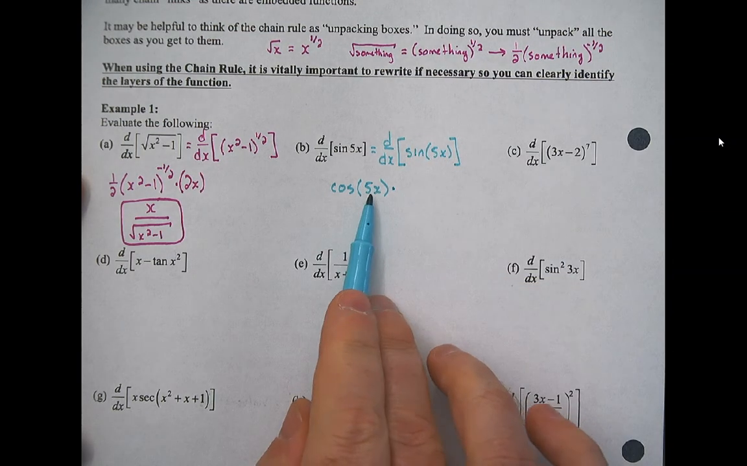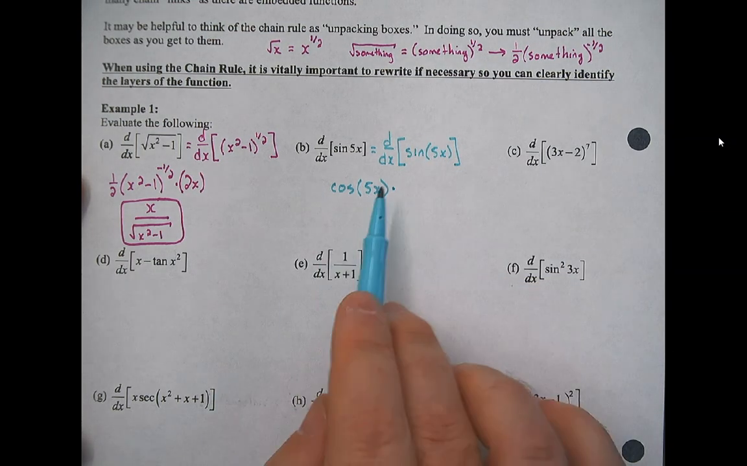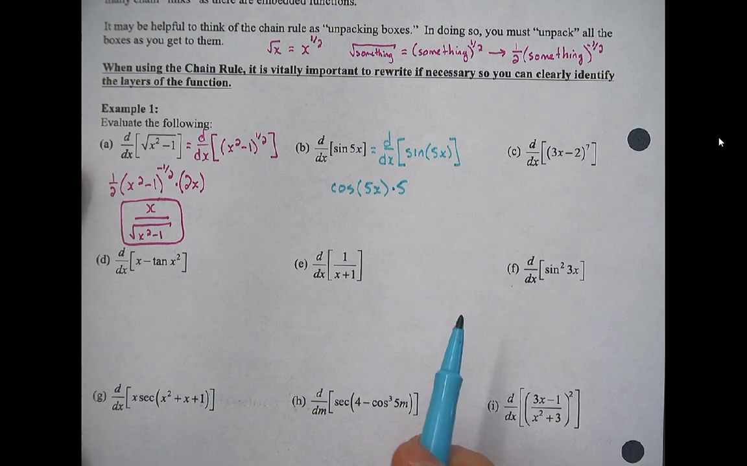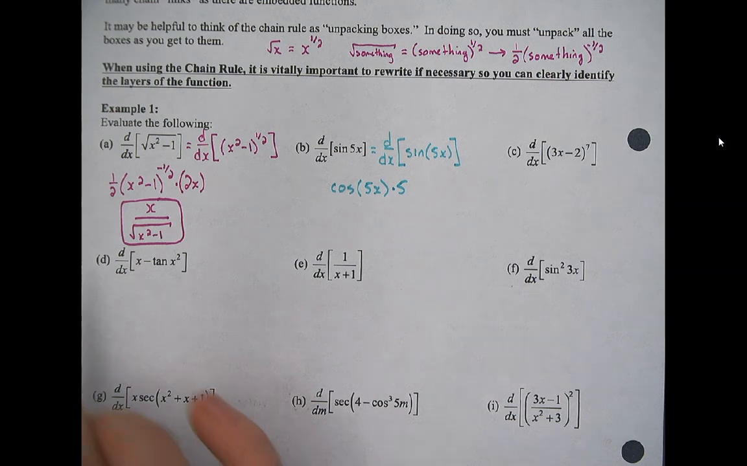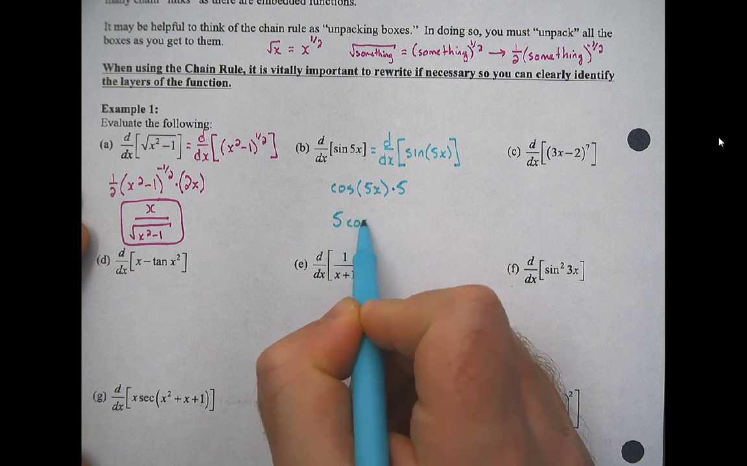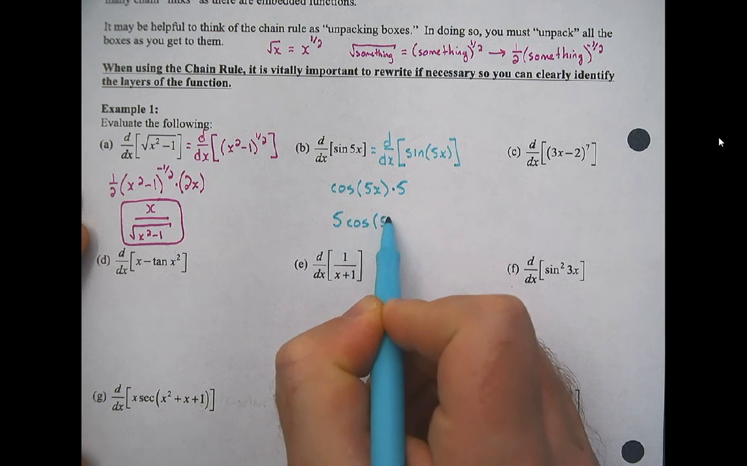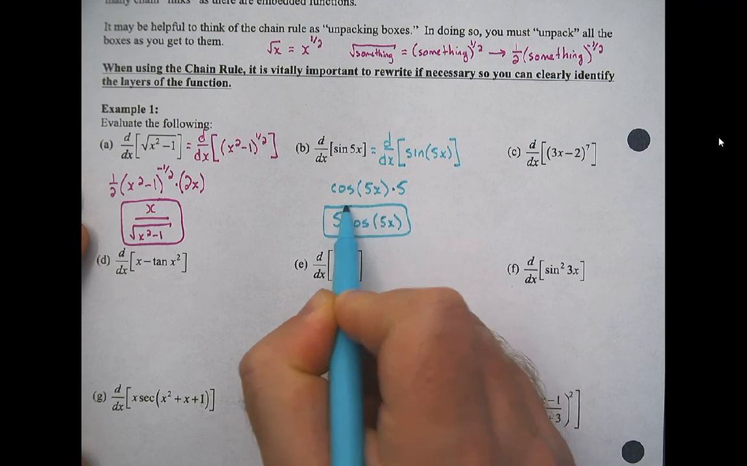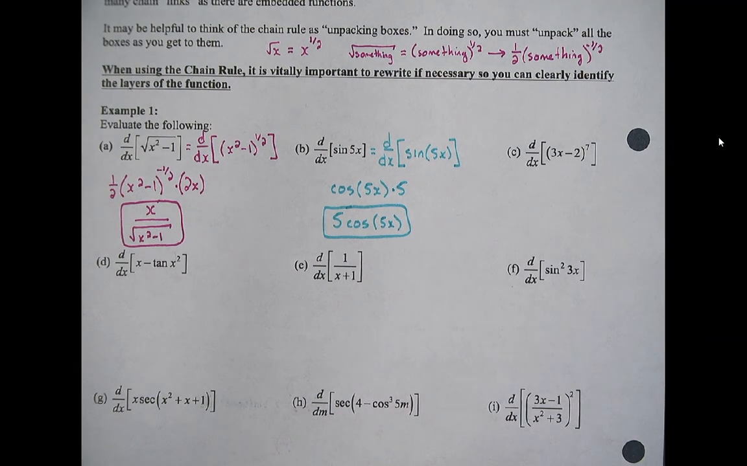Multiplied by the derivative of the inside. So what's the derivative of 5x? It's 5. And usually with your trig stuff, you want to push all constants out front. So we would have 5 cosine of 5x. Now, you don't need the parentheses at the end there, but I like to have them because it reminds me that 5x is actually inside of this weird thing that we call cosine.